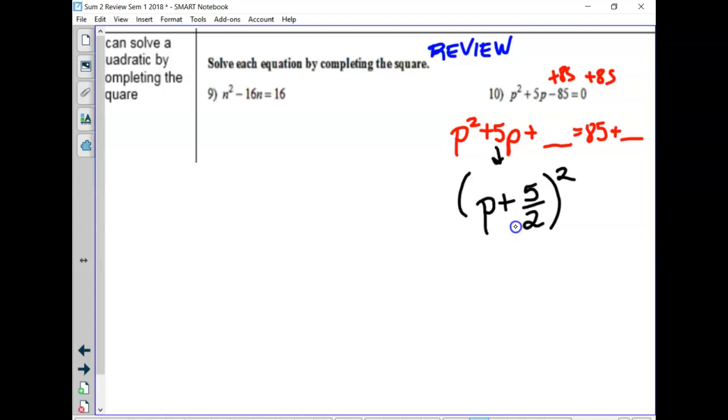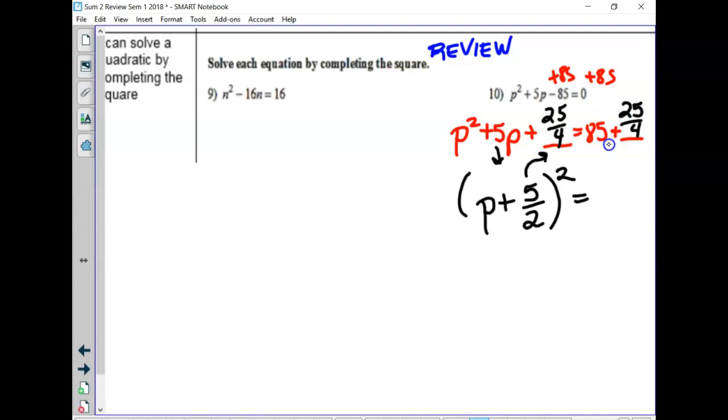Did everybody find their review packet? Does anybody need another copy? Are we good? This is number 10. Okay? The next step for this would be to square that and add it to both sides. 5 halves times 5 halves would be 25 over 4. Does that part seem to make sense, Haley? Okay.